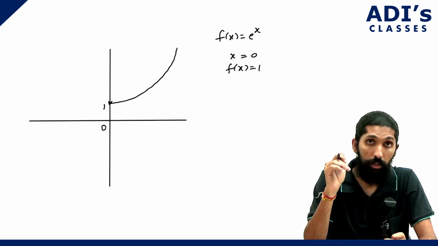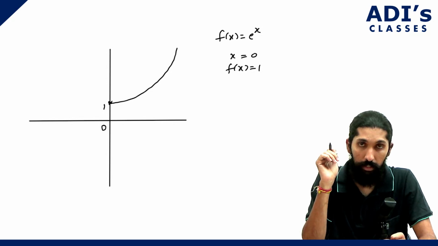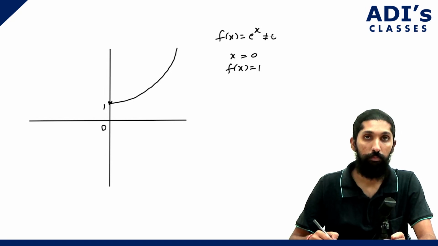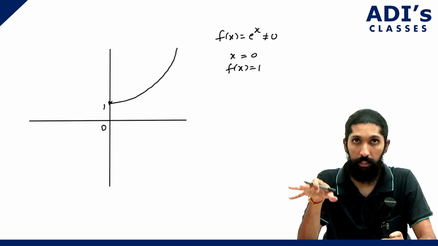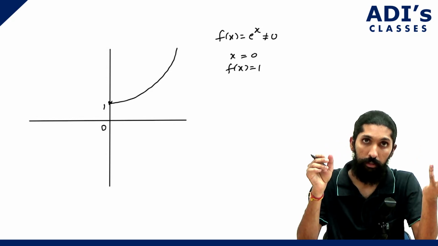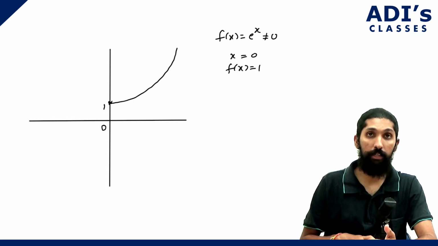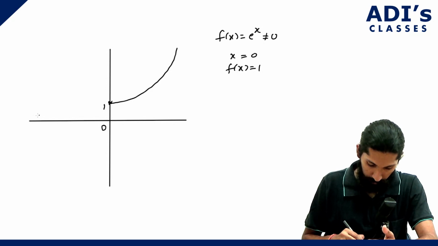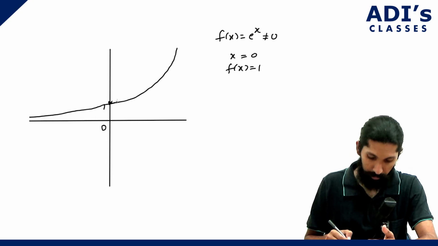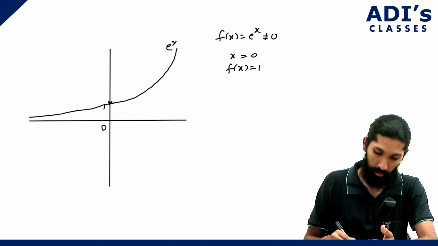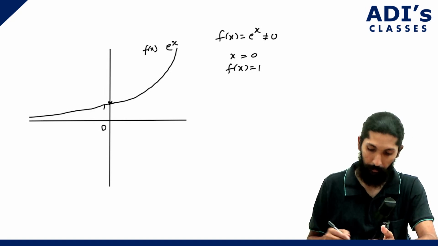It will not touch the x-axis, in the sense e to the power of x can never be equal to 0 unless and until x is negative infinity. So negative infinity is not a point as such, isn't it? So on the x-axis, especially on the negative side of the x-axis, the graph is going to go something like this. See, it's going to be something like this. This is e to the power of x, or f of x is equal to e power x.